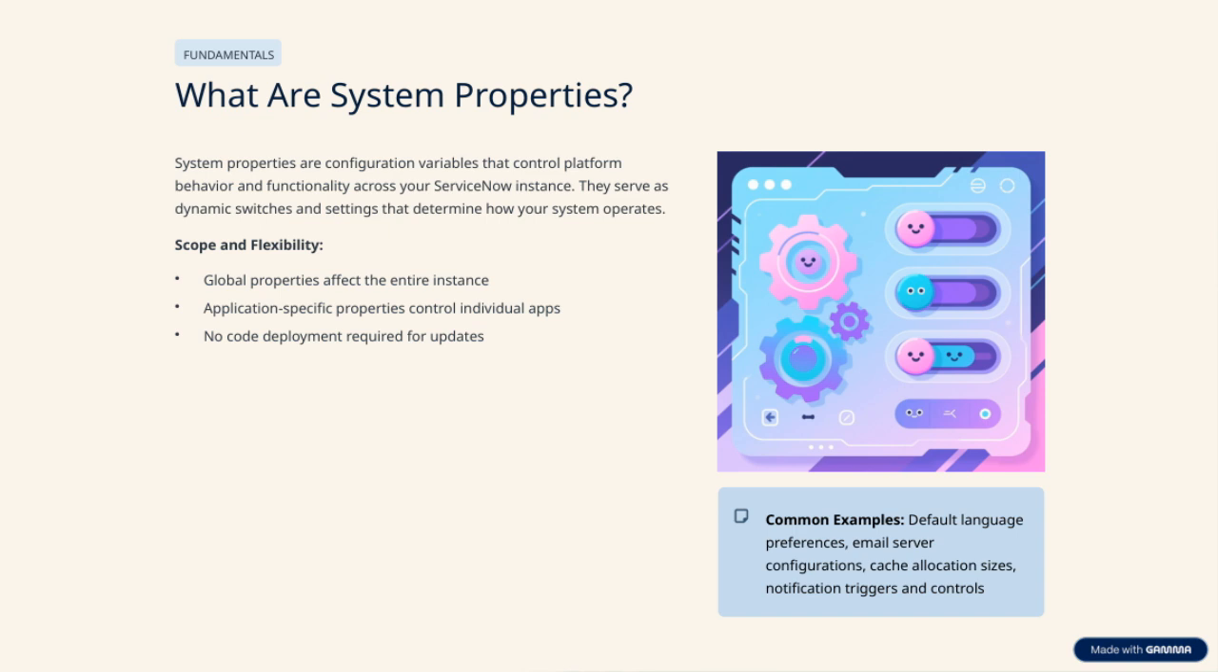When we talk about scope and flexibility, it's key to understand that system properties are essentially configuration variables. They control how the platform behaves and functions across your ServiceNow instance. Think of them as dynamic switches or settings that determine how your system operates at any given time. So, what exactly are system properties? They are fundamental to customizing and managing your platform efficiently. By using them wisely, you can optimize performance and tailor the experience to your organization's needs.